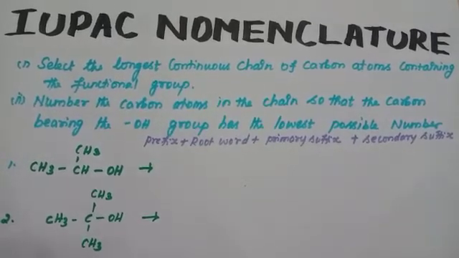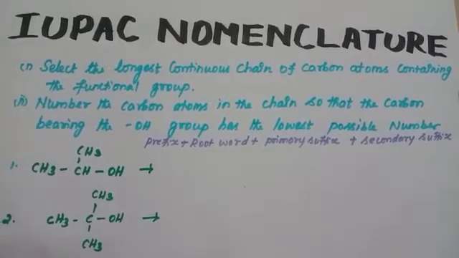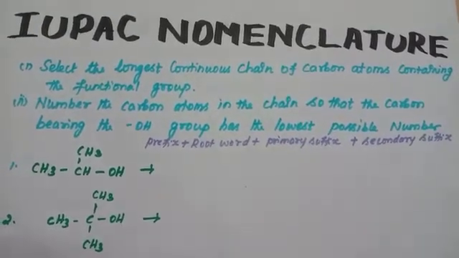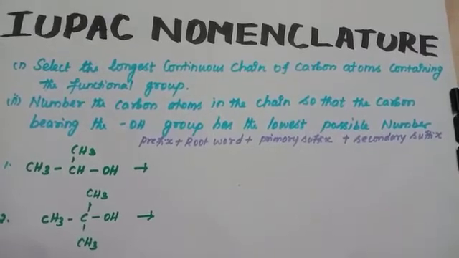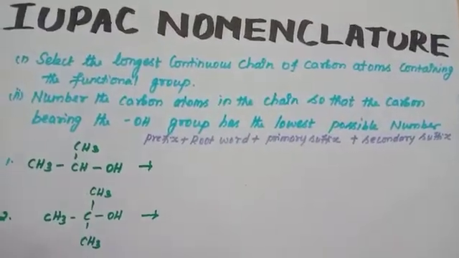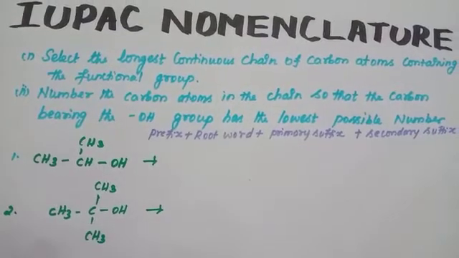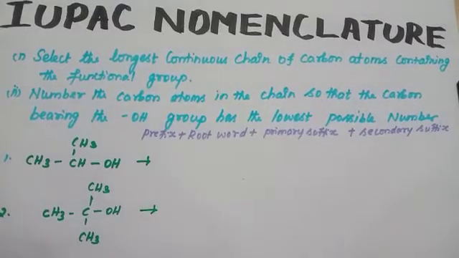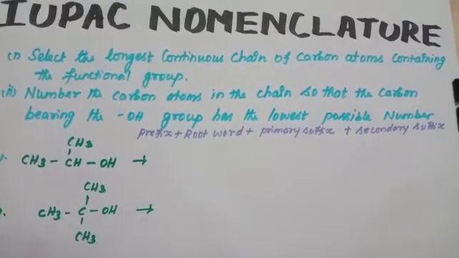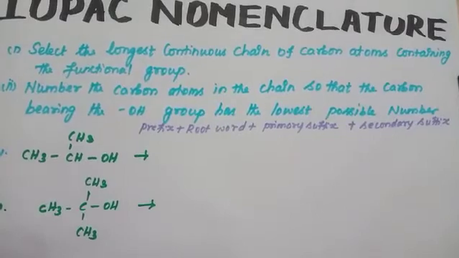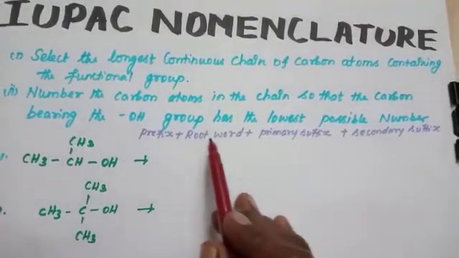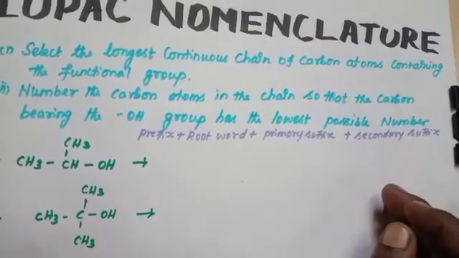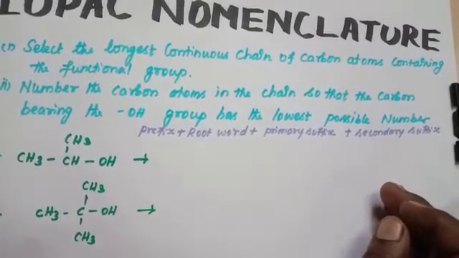The first rule is we have to select the longest continuous chain of carbon atoms containing the functional group. The second one is to number the carbon atoms in the chain so that the carbon bearing the OH group has the lowest possible number. The third one is if there is any substituent, we have to give a name for the substituent. The last rule is following this order: prefix, root word, primary suffix, secondary suffix, we have to write the name of the compound. Let us see some examples.